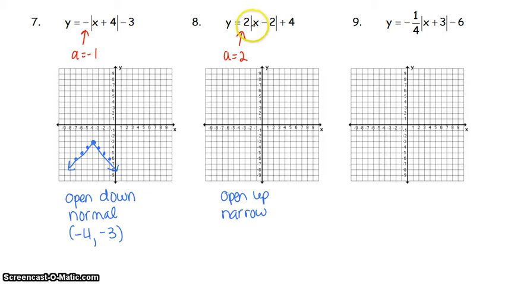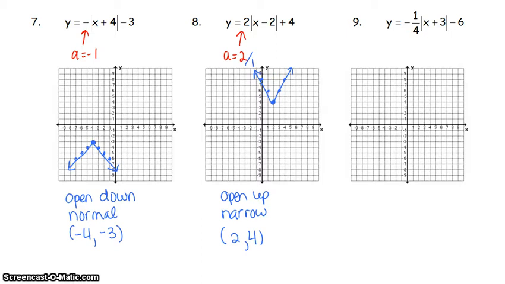For the vertex, take the opposite of what you see in the parentheses, so a positive 2, and exactly what you see on the outside, a positive 4. So our starting point is at (2, 4) for our vertex. We're going to open up, so we know we're going to build our graph upwards. It's narrow. That slope is 2, which if I want to make it into a fraction, would be 2 over 1: up 2, right 1, up 2, right 1. Make your V, so we also go up 2, left 1, up 2, left 1.